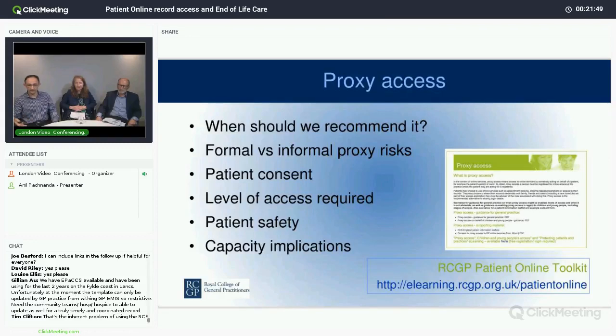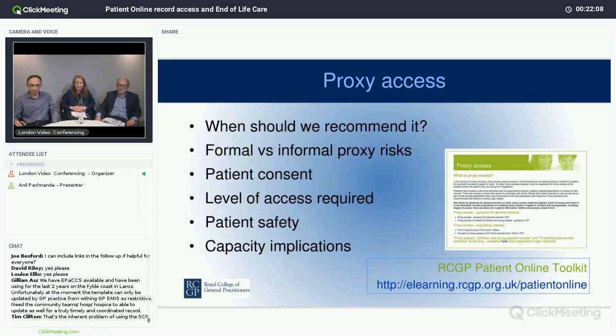by asking about proxy access early. You avoid those sometimes difficult conversations. There are guidelines and processes where you can give proxy access in the patient's best interest, but again, it's more difficult, and there are more risks involved with that.